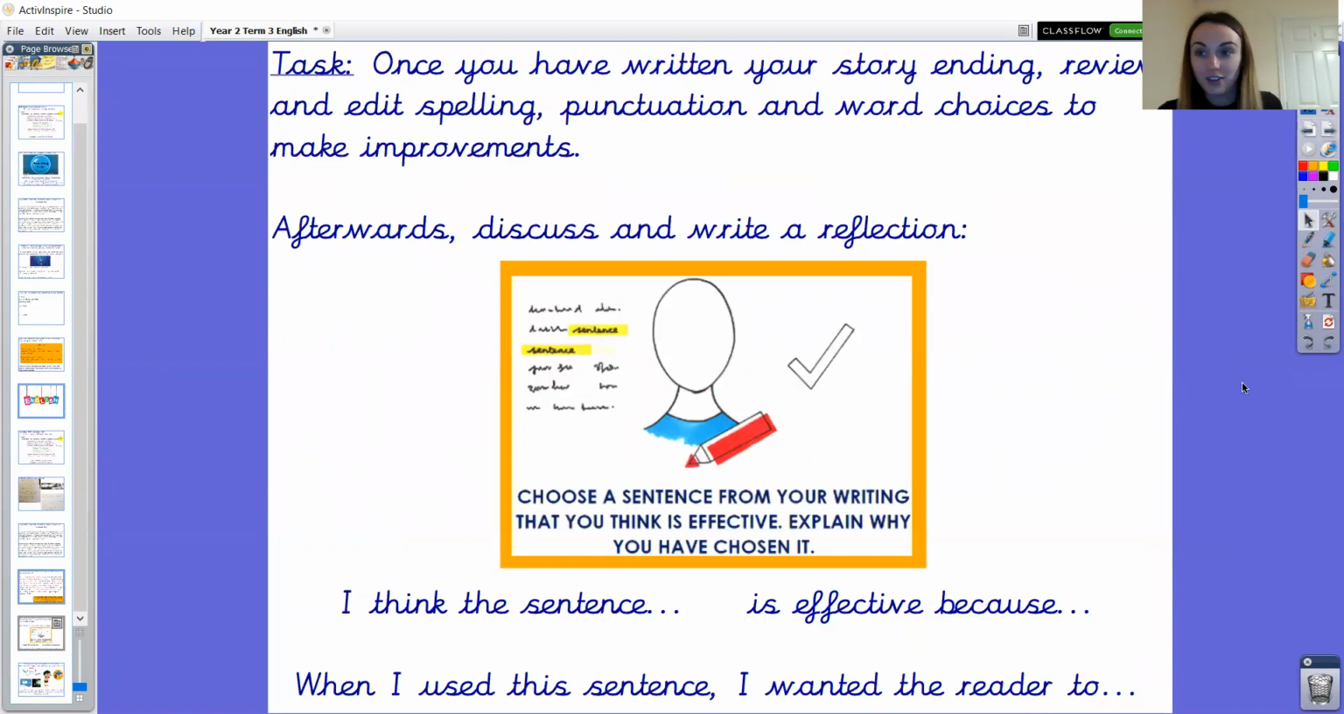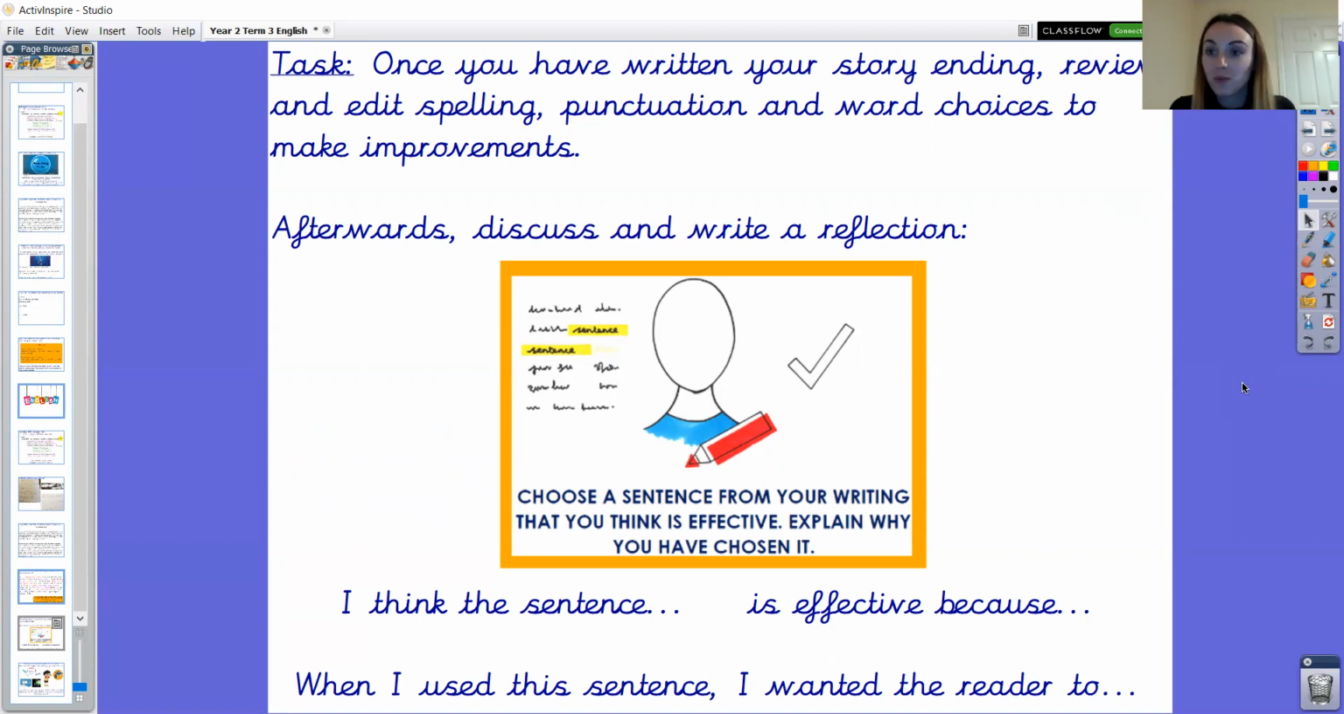When you have written your ending today and you feel as though you've finished, it'd be really great if you could review and edit your spelling, your punctuation and word choices to make improvements. So if you're improving a word choice, put a single line through the middle like we would in the classroom and write your improved choice above it, just like when we correct spelling. Once you've reviewed and done your editing, please discuss and write a reflection.